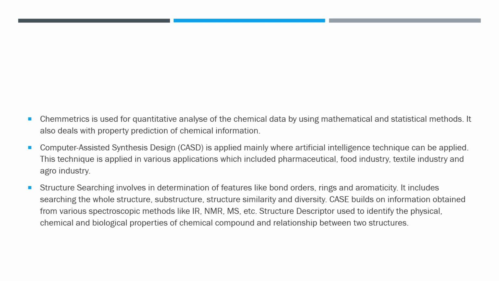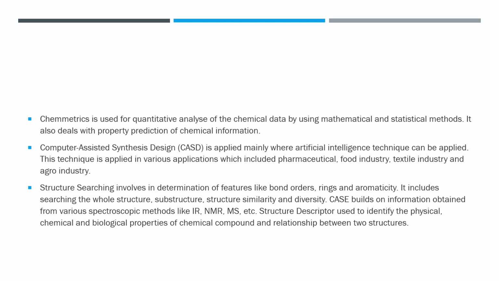This is actually explained in a detailed way. Chemometrics is nothing but, as I have already explained, the analytical part, the property prediction part of your chemistry. And the next component which we have seen is CASD, that is computer assisted synthesis and design. This actually involves artificial intelligence in pharmaceutical, food, textile, and agro industries. Next, structure searching involves determination of features like bond order, rings, and aromaticity, and it includes searching the whole structure, substructure, structure similarity, and diversity.